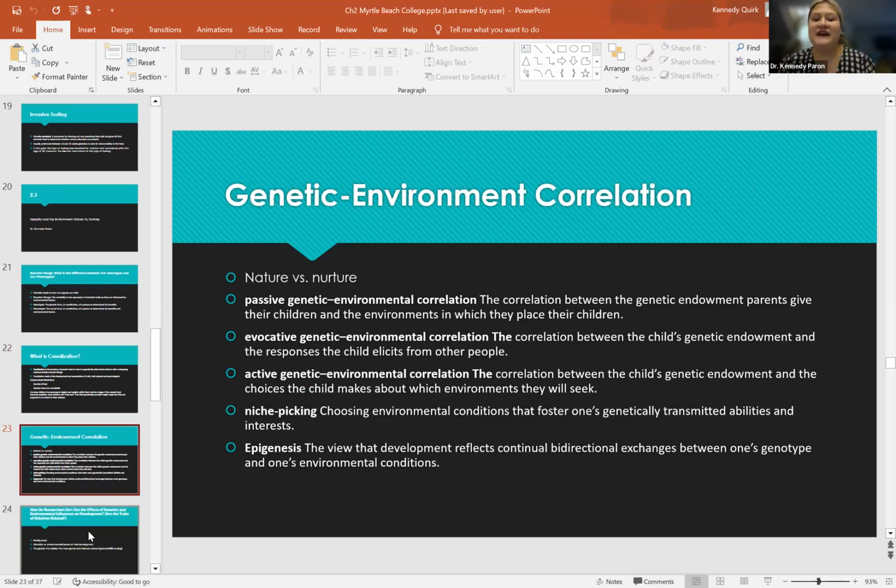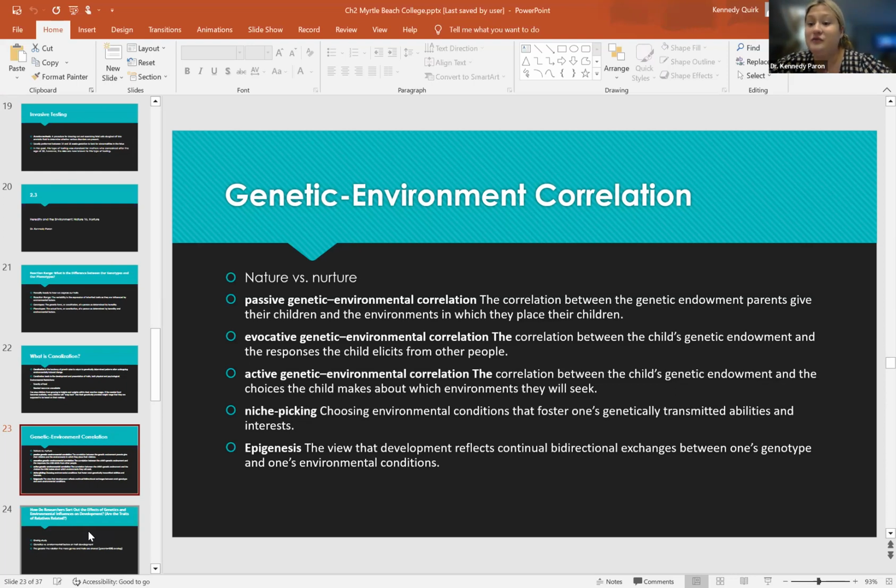So then there are genetic and environmental correlations. So this is nature versus nurture. There is something called passive genetic environmental correlation. This is the correlation between what we are predisposed to genetically from our parents and the environments in which a child is raised. Next, we'll discuss evocative genetic environmental correlation.